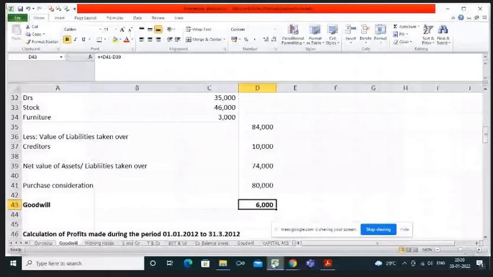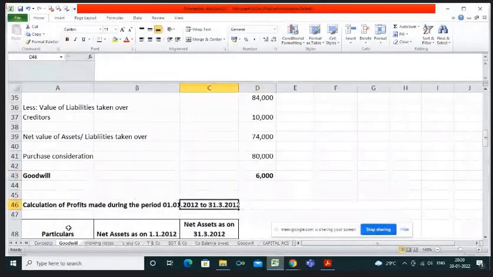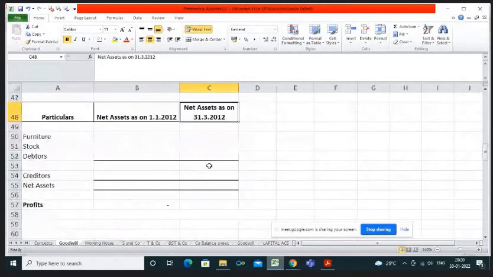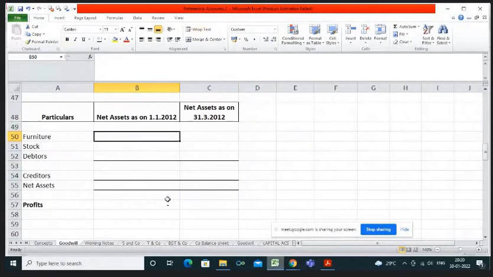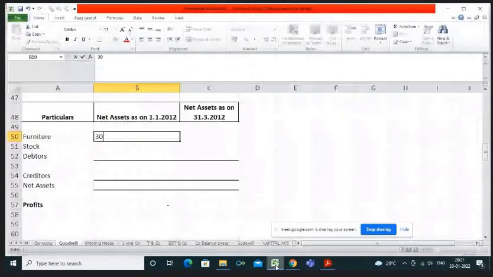So now we will compute the profit during the period 1/1/2012 to 31/3/2012. We'll prepare a statement like this: particulars, net assets on 1/1/2012 and net assets on 31/3/2012, and the difference will be the profit. So we have to see what is the amount of furniture. On 1/1/2012, the furniture value was 3,000. The stock value was 40,000.